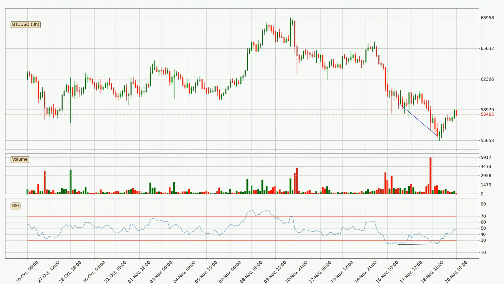Looking for divergence in the 3-hourly time frame, the price has already gone up owing to the last bullish divergence.